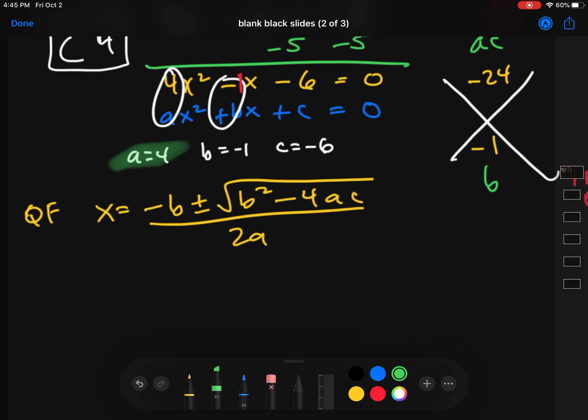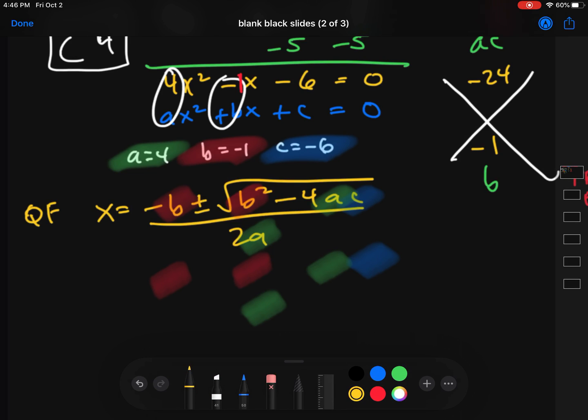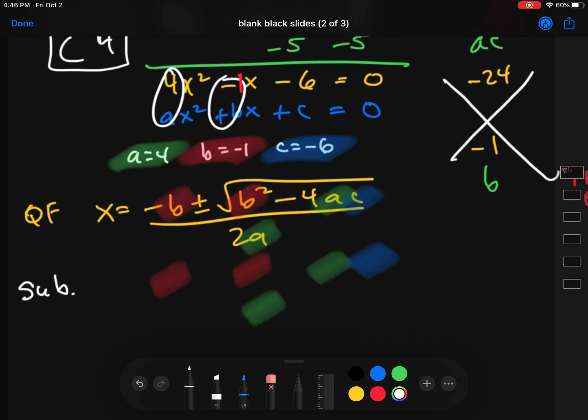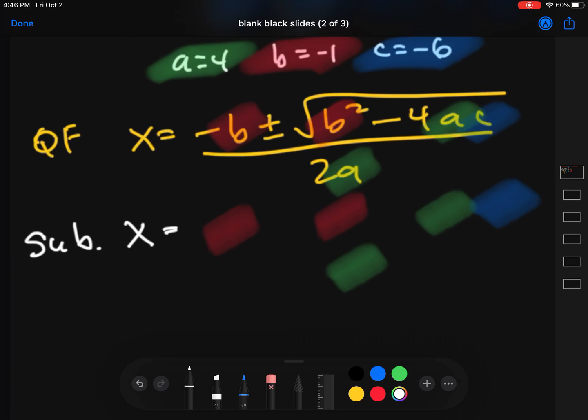So A is 4. Another A right there. And then my B value is negative 1. And my C value is right there. Okay, let's substitute that in. So what are we doing now? We are doing a substitution. X equals, I'm basically just copying everything above.